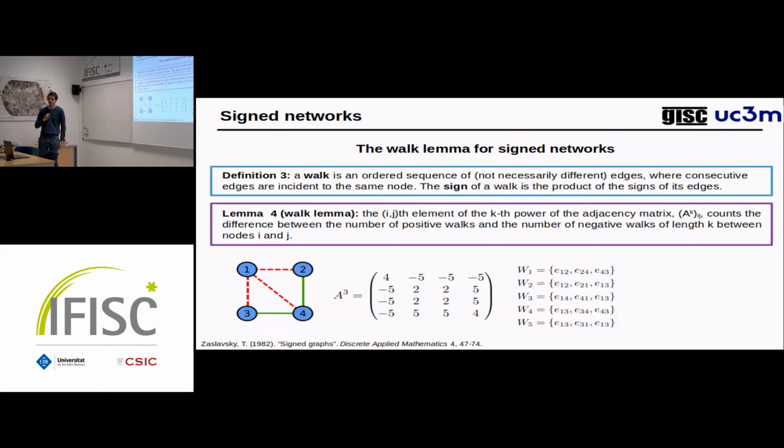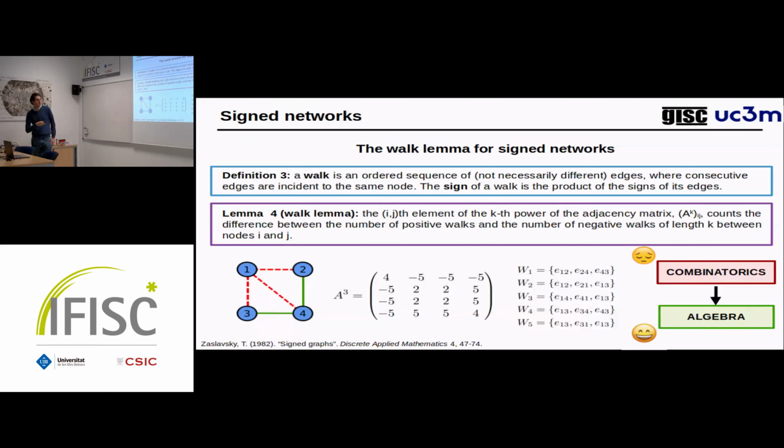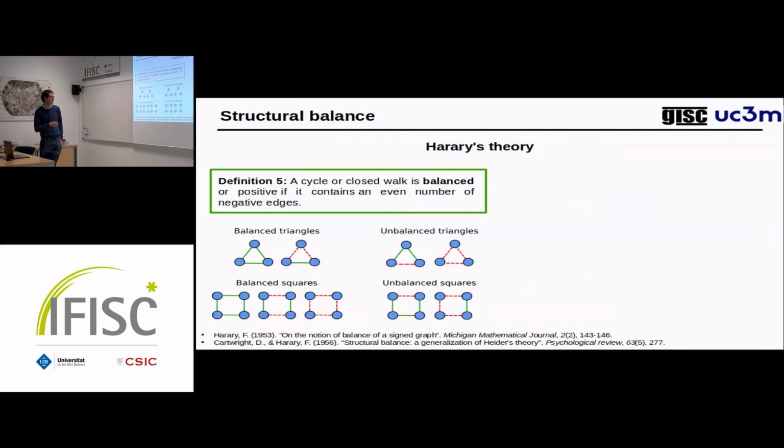And I hope you are seeing that enumerating them is very messy and very annoying, and it's very easy to skip one, whereas computing this power is super trivial. So basically, this lemma allows us to convert a difficult combinatorial problem into a nice algebraic problem.